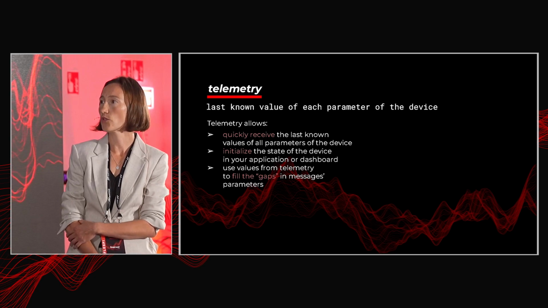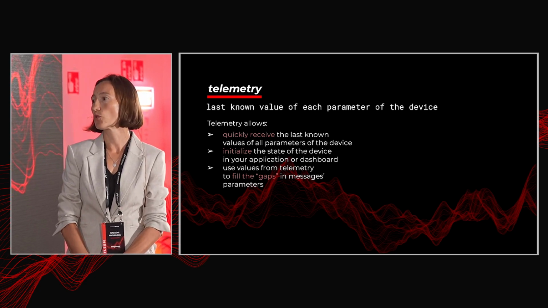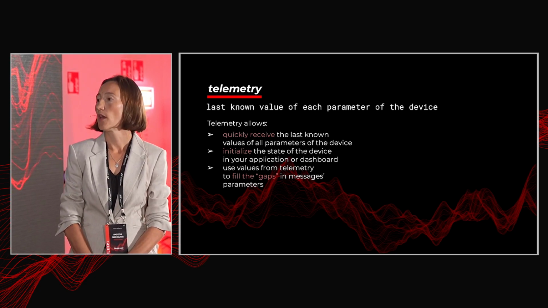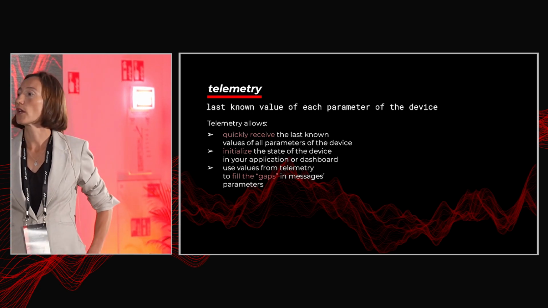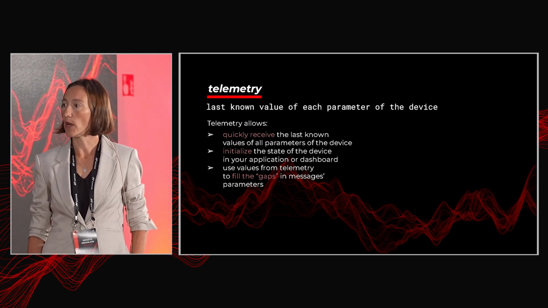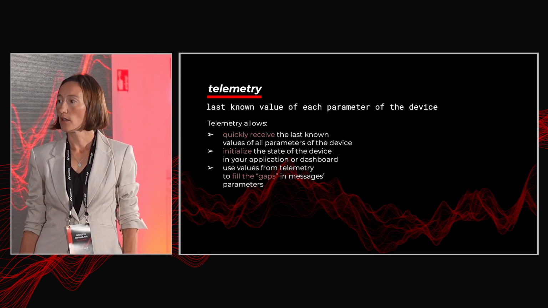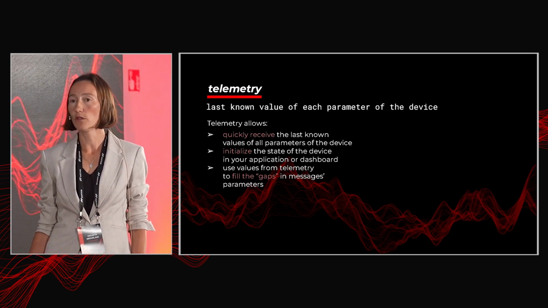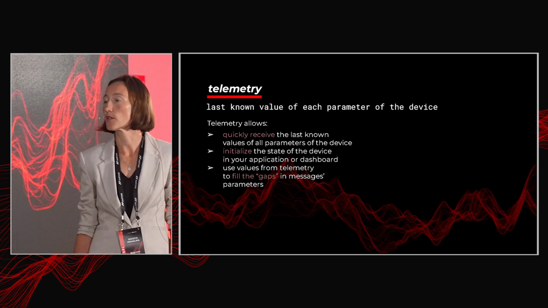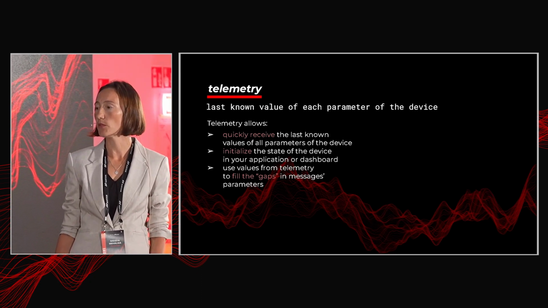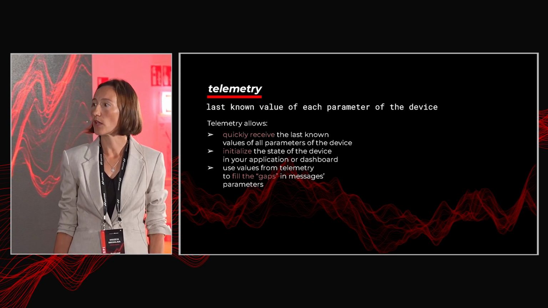And also, values from telemetry may be used to fill the gaps in the messages when the tracker doesn't send some required messages in each packet. Then plugins will add this message parameter with the last known value.